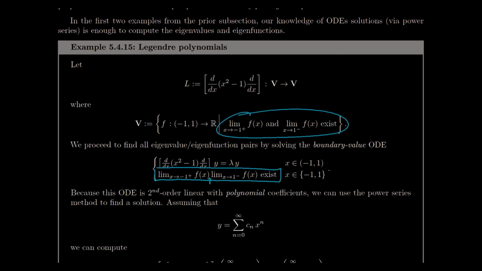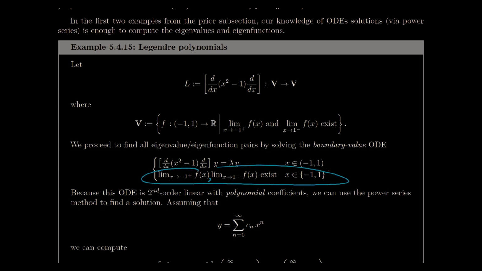It's kind of poorly typeset, but we're asking for both of the limits as x goes to -1 and +1 to exist. So this is always our condition. You always include the condition that's involved in the domain in the actual eigenvalue equation, and then you actually solve the specific eigenvalue equation as well.